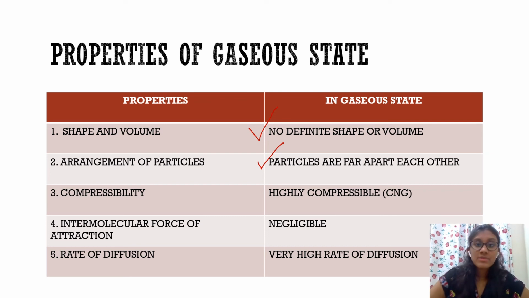This property allows large volumes of gases to be transported easily. Furthermore, the petroleum gas we use in our kitchens, the oxygen supplied to patients in hospitals, and the compressed natural gas, also known as CNG, which we use to fuel our vehicles, are all examples of compressed gases. The intermolecular force of attraction in gases is negligible. That's why the particles are very far apart. The rate of diffusion of gases is very high. This is the reason why we can smell the tasty food being cooked in the kitchen.